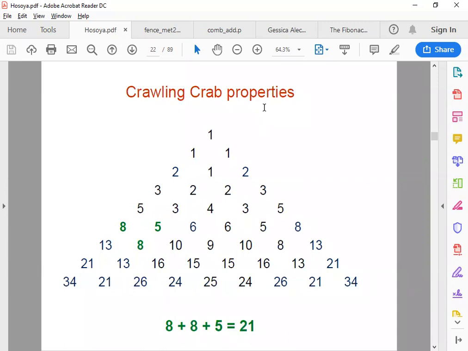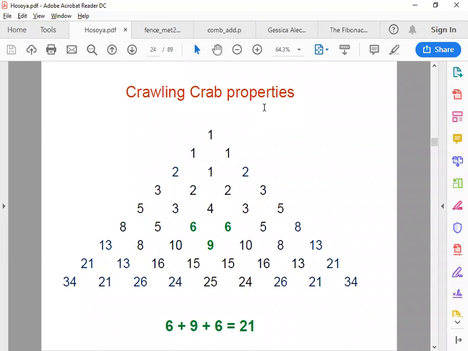Maybe one of my favorite properties is what Hosoya calls the crawling crab property, one of all kinds of very colorful names for these identities. The crawling crab property says, if you take 3 numbers, let's think of a little triangle with the arrow pointing down: 8 plus 8 plus 5 is 21, the Fibonacci number 21. 5 plus 10 plus 6 is 21. 6 plus 9 plus 6 is 21.